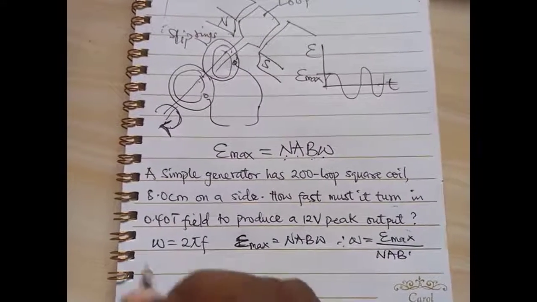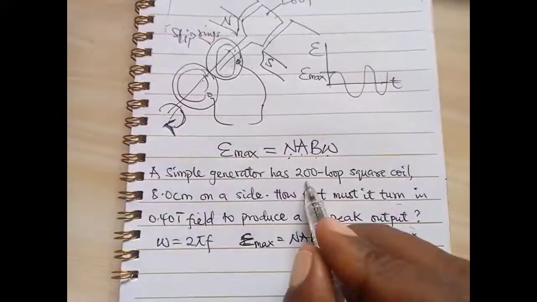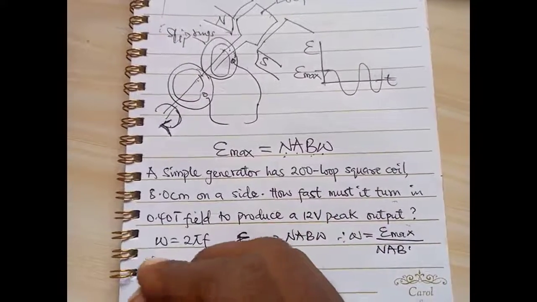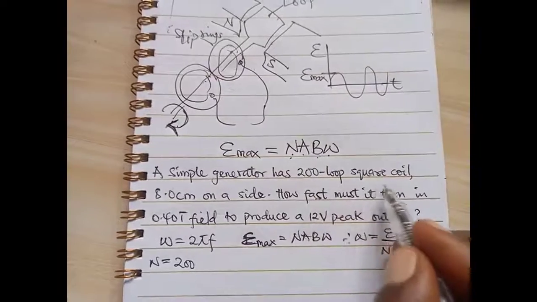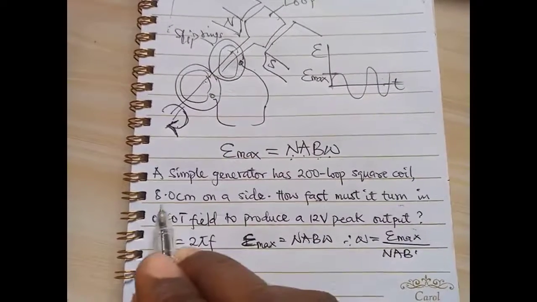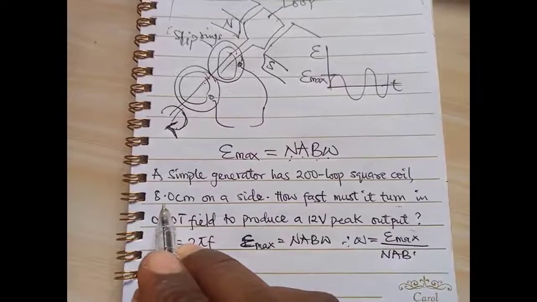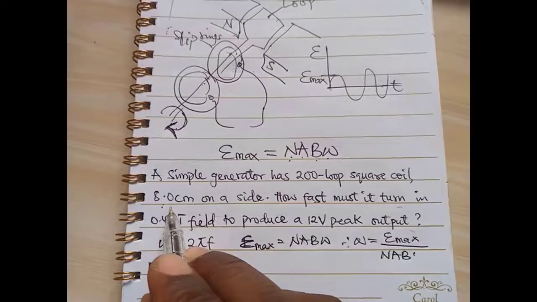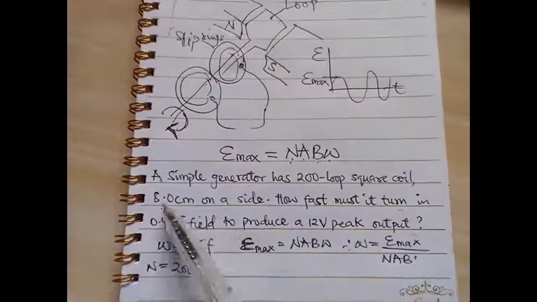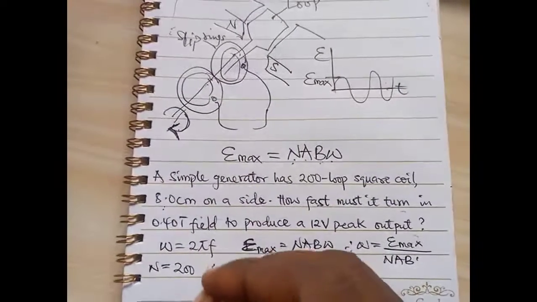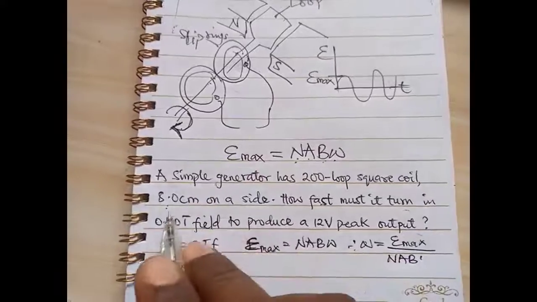So now the turns given to us is 200. So our N is 200 loops, 200 turns. Now they said that it has an area of 8 centimeters on one side. Since it is on one side, remember it has two sides, so we need to square this. So for the area, we need to square the figure given to us.